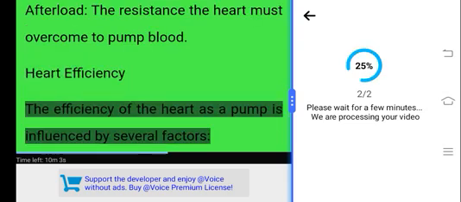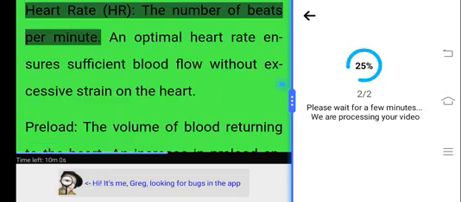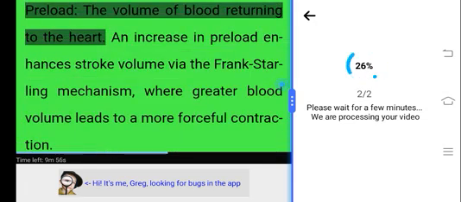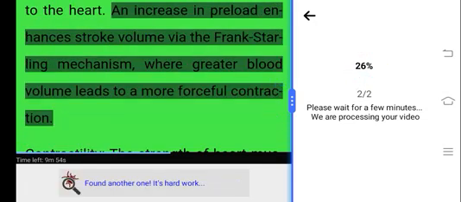Heart efficiency. The efficiency of the heart as a pump is influenced by several factors. Heart rate, HR, the number of beats per minute. An optimal heart rate ensures sufficient blood flow without excessive strain on the heart. Preload, the volume of blood returning to the heart. An increase in preload enhances stroke volume via the Frank-Starling mechanism, where greater blood volume leads to a more forceful contraction.